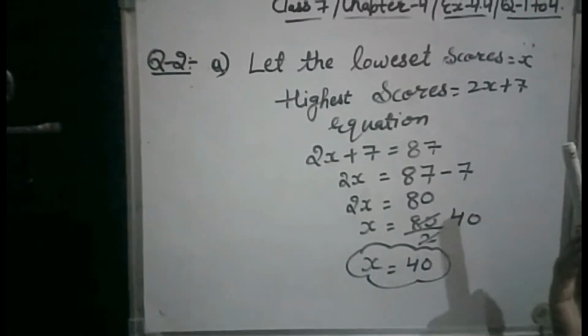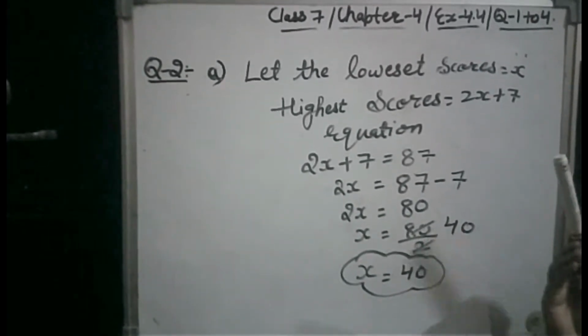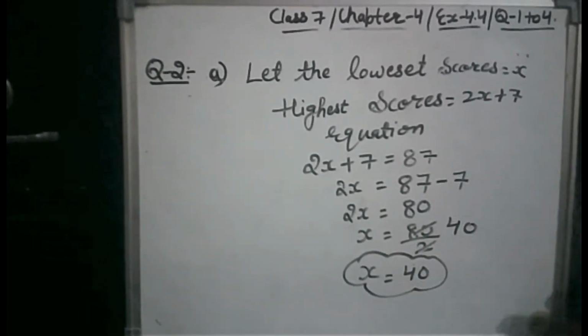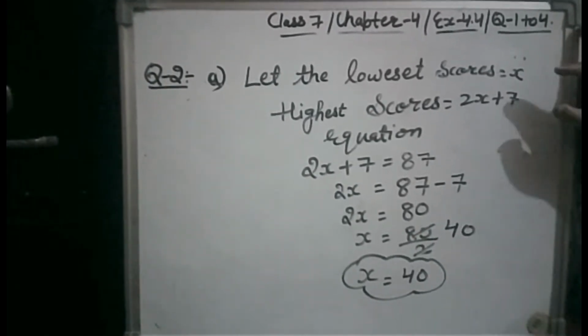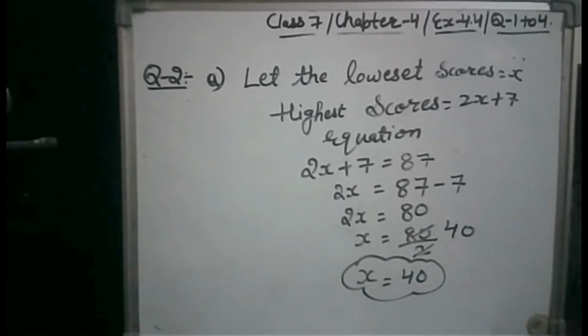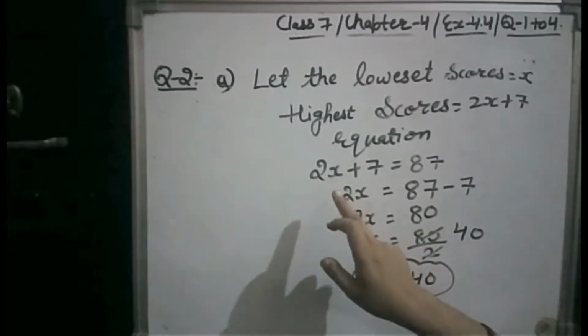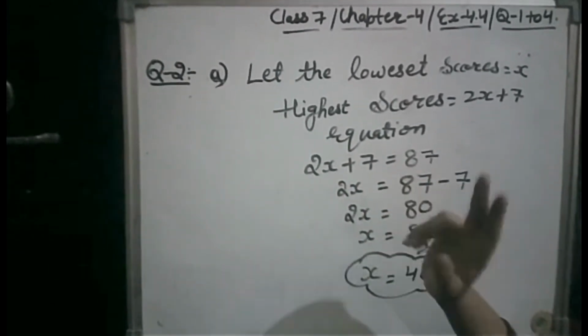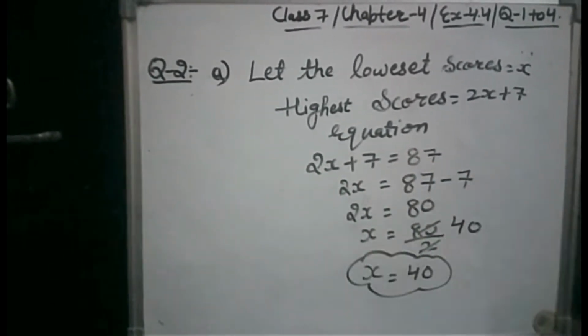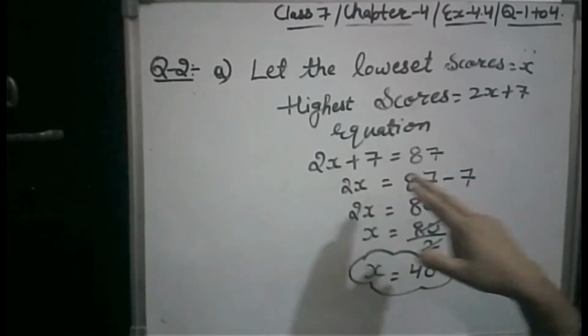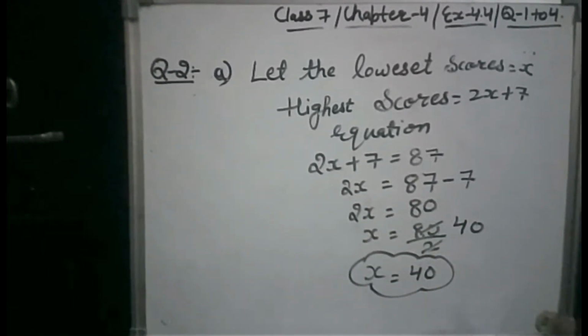That we have written. Whatever condition is given to you, students, that you have to write. Now using this, what equation will we make? The equation is 2x plus 7 equals what we'll get? We'll get 87, right? So this is the equation now. Now you have to solve the equation.